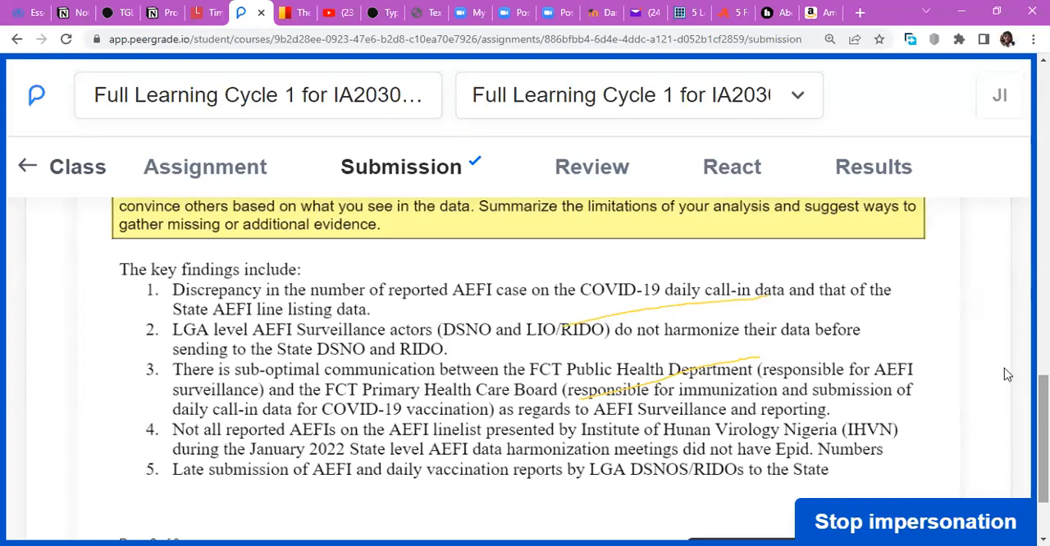Now, we equally had issues with late submission. On a daily basis, they are supposed to submit the number of vaccination doses they have used to vaccinate these clients, and the number of reported AEFIs. But of course, this data will not come out maybe for up to two days, up to one week from some area councils, and it is not giving us what we want. We cannot analyze data and use it for action. Please, can you go on?